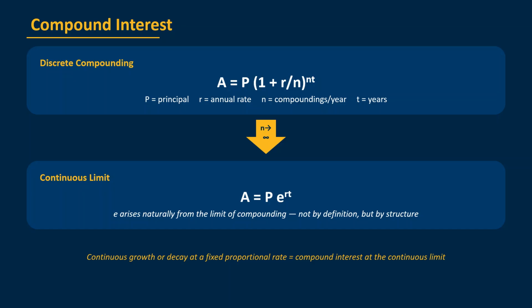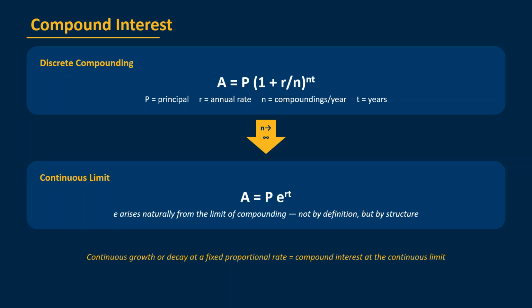The expression 1 plus 1 over n raised to the nth power approaches e as n grows without bound. This limit generalizes to the continuous compounding formula. The broader implication is this. Whenever one encounters continuous growth or decay at a fixed proportional rate, whether in finance, population dynamics, radioactive decay, or signal attenuation, one is observing the same mathematical structure as compound interest at the continuous limit.